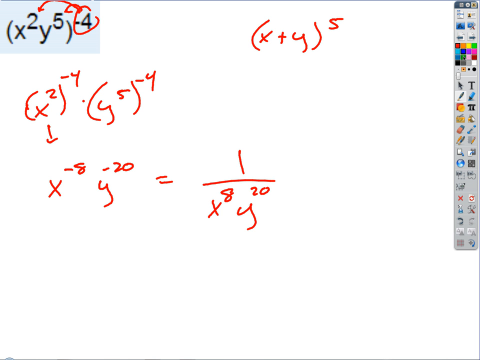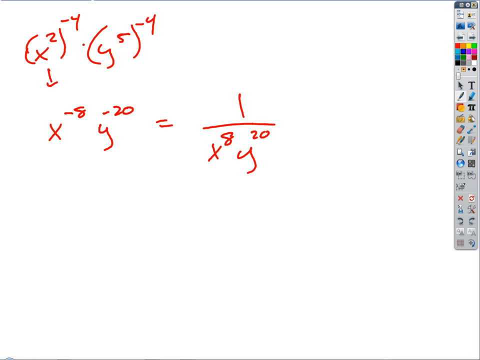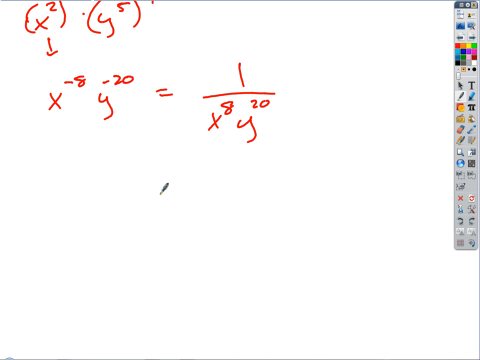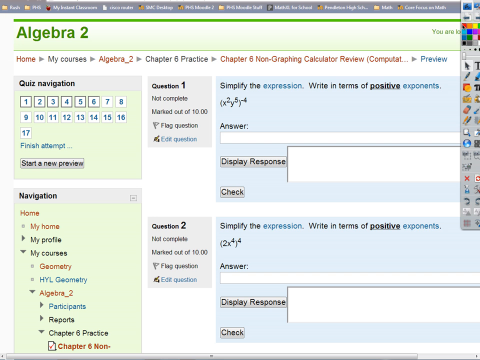So now, in Moodle, how would I input that? 1 divided by parentheses, good. X to the 8th, y to the 20th, right? Okay? Good. All right, next one.